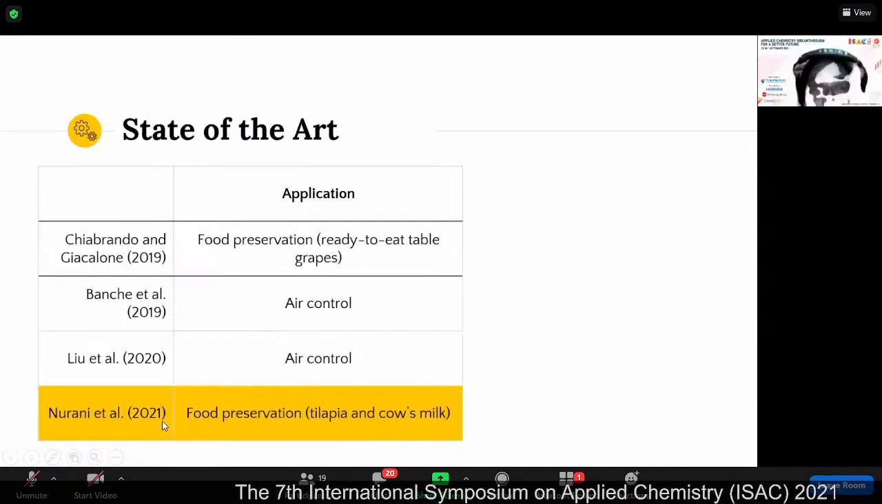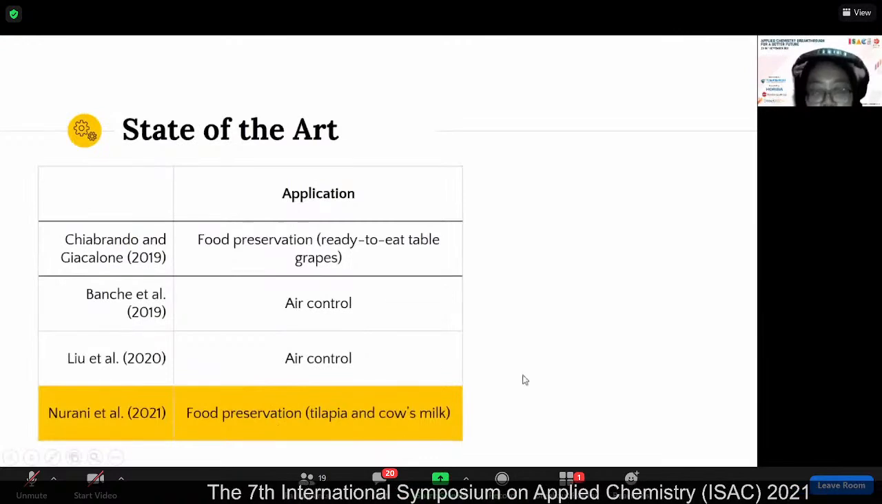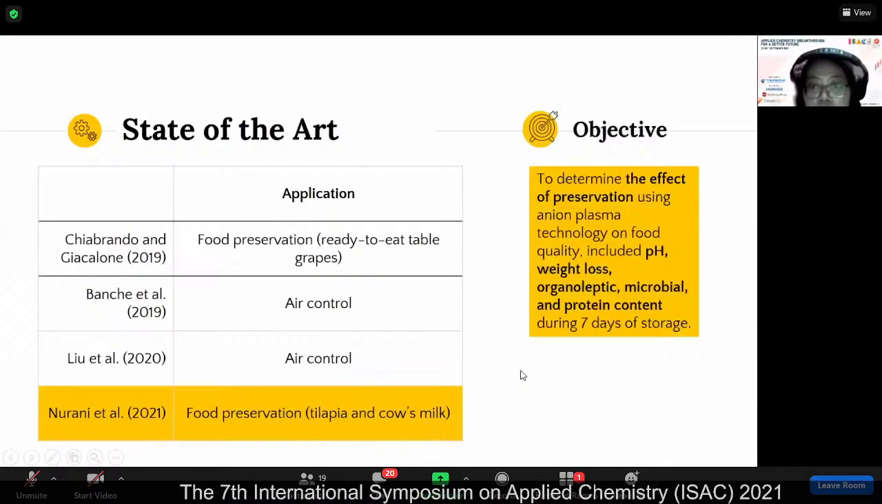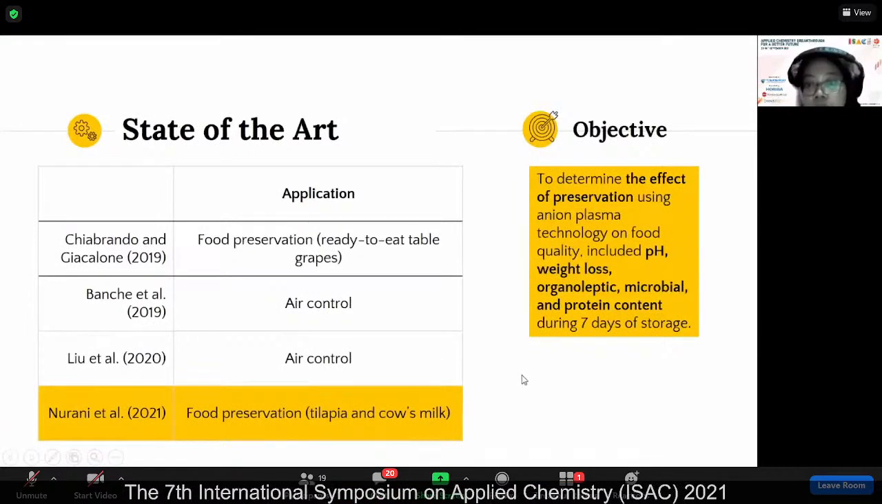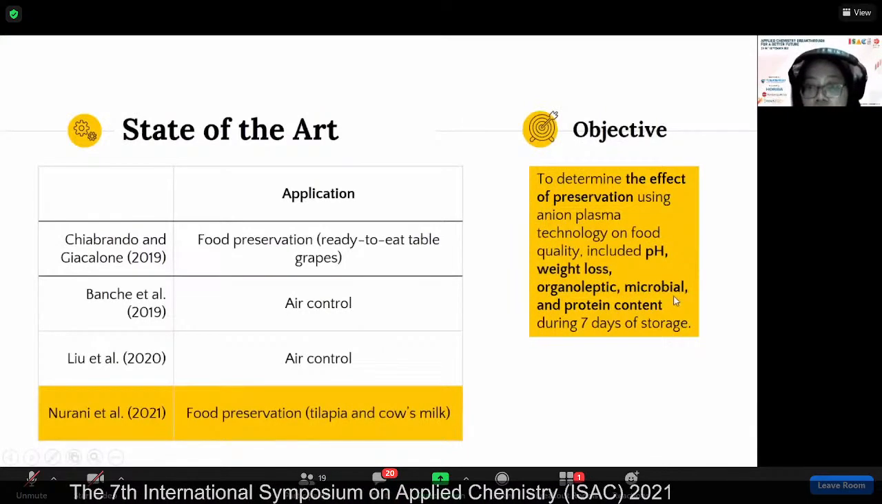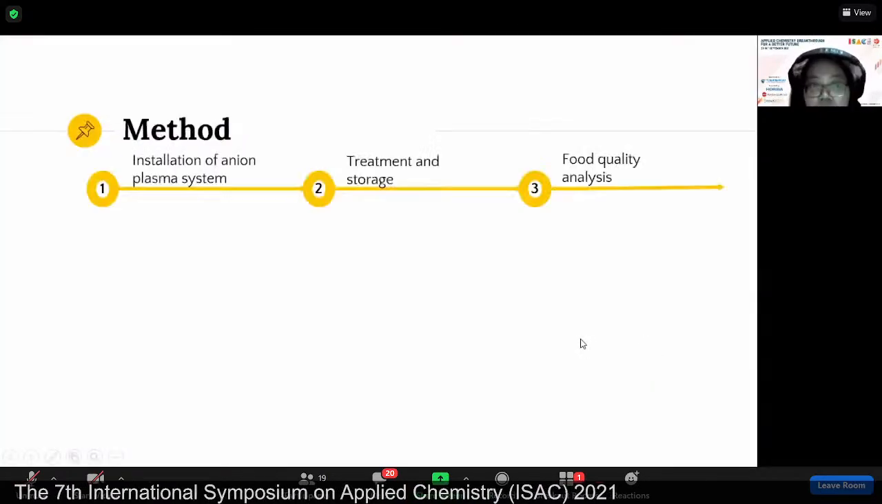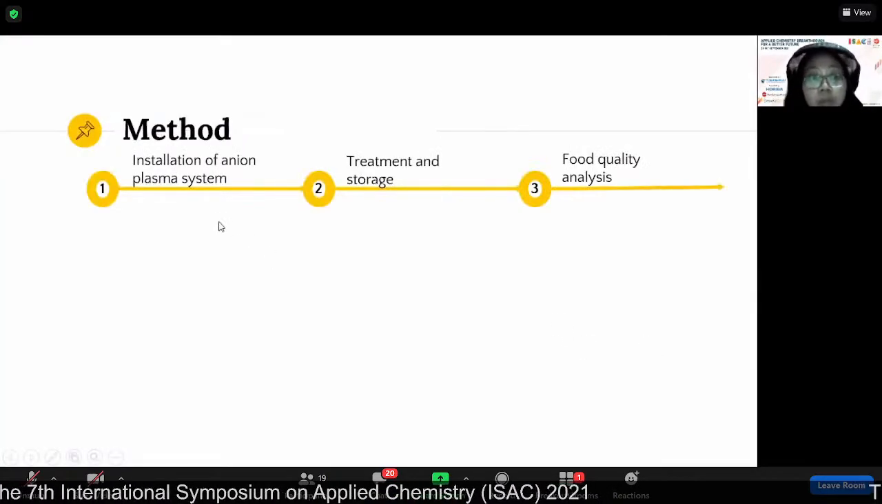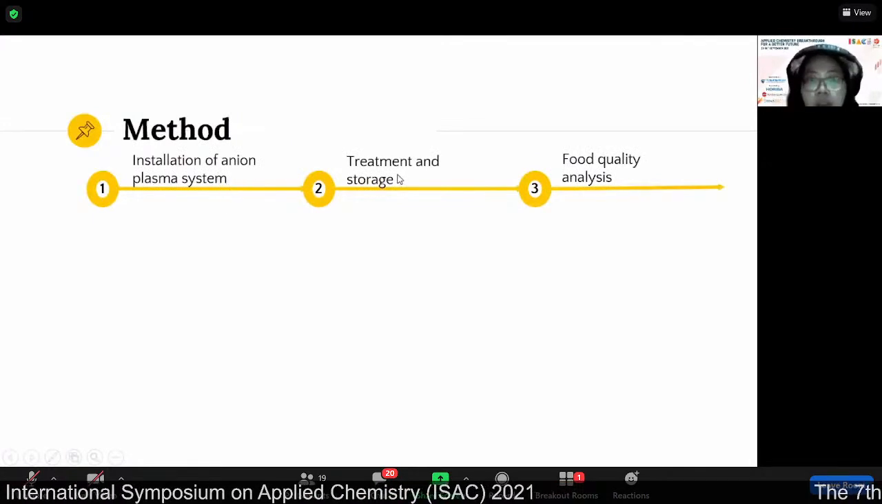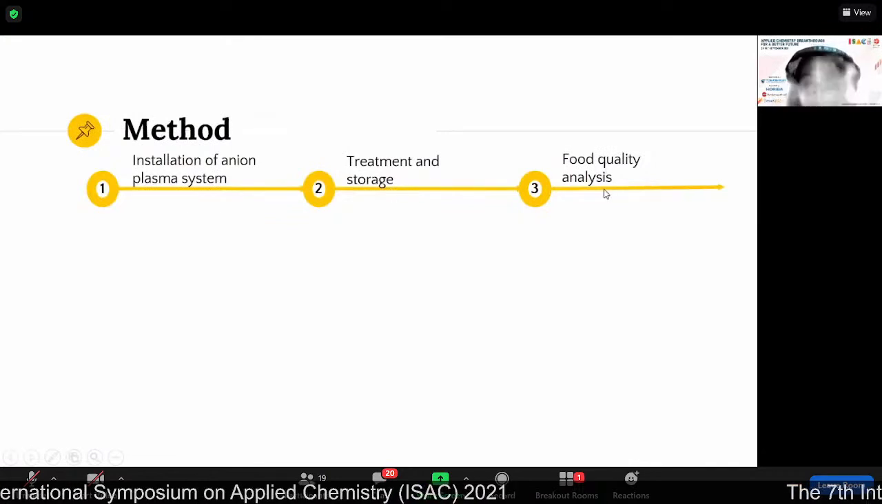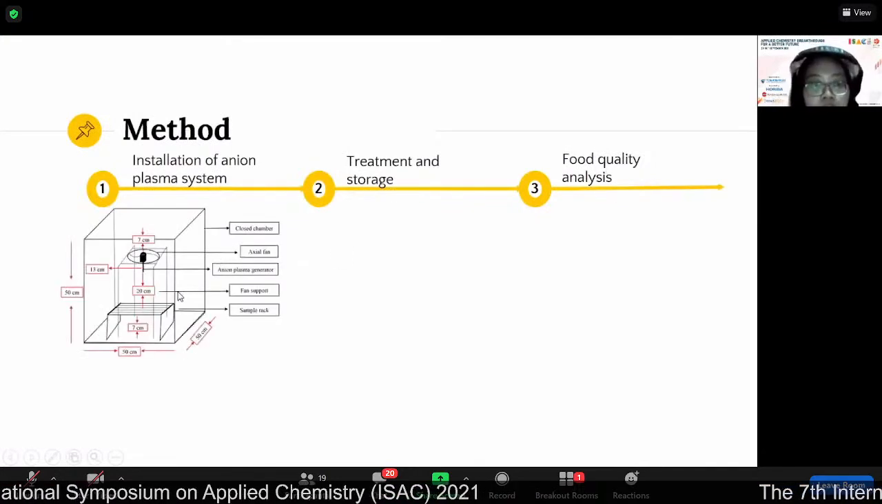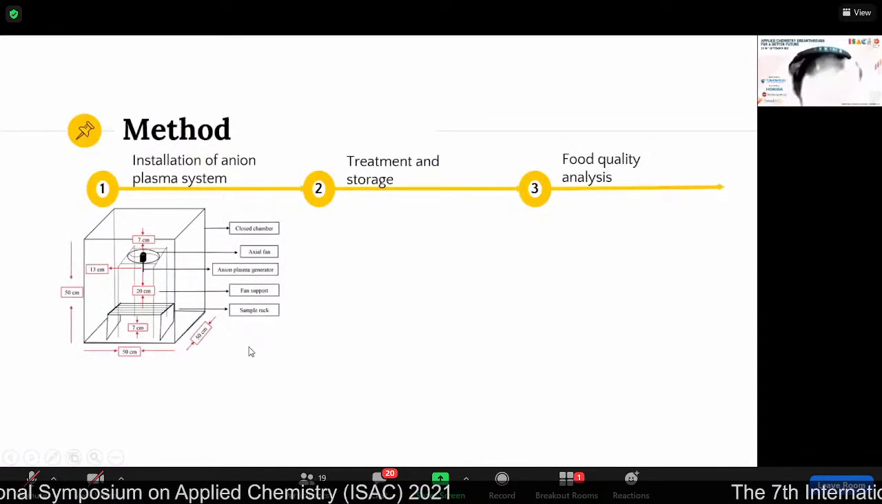In this study, anion plasma is used to preserve tilapia and cow's milk. So the objective of this study is to determine the effect of preservation using NM plasma technology on food quality, including pH, weight loss, organoleptic, microbial, and protein content during 7 days of storage. Our experiment consists of 3 main methods: installation of the NM plasma system, treatment and storage, and food quality analysis. Here's the schematic of the NM plasma system.